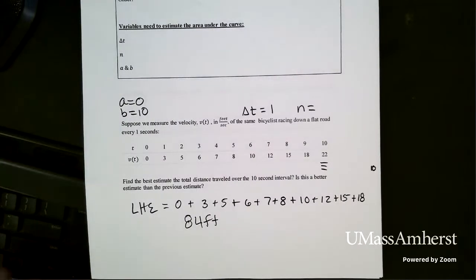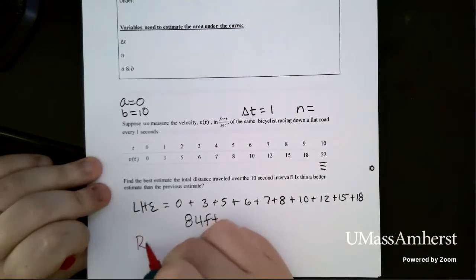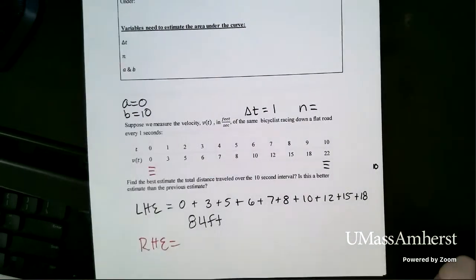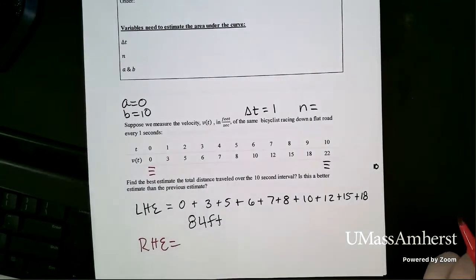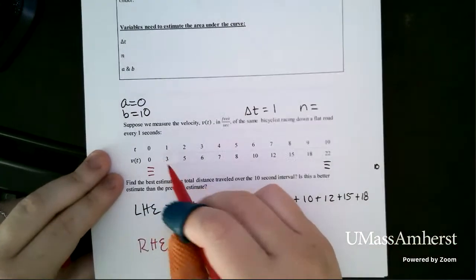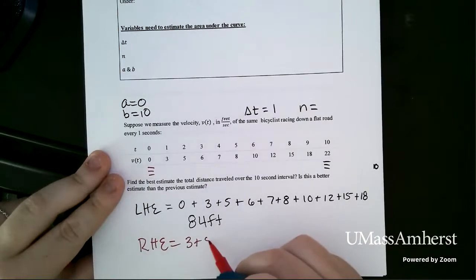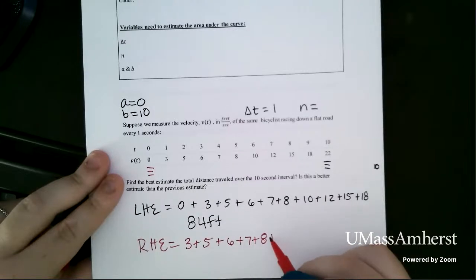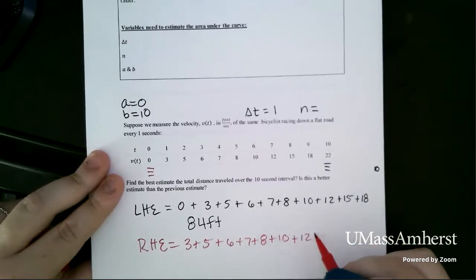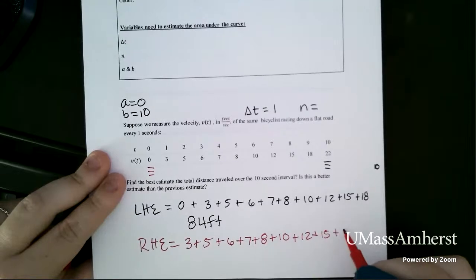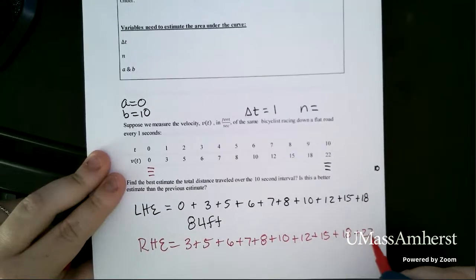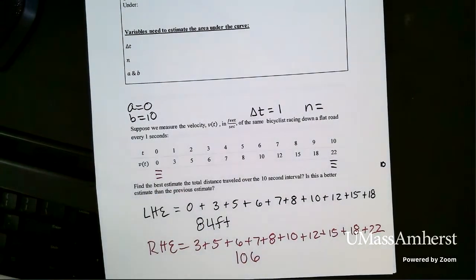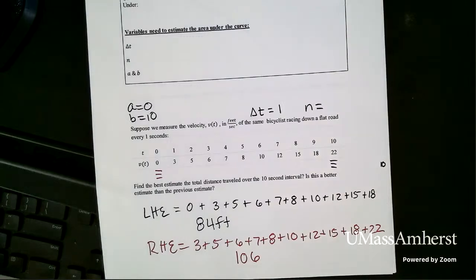Now, when we do our right-hand approximation, we are going to multiply everything by 1, but we are not going to use the leftmost rate of 0. So we have 1 times 3 plus 1 times 5 plus 1 times 6 plus 1 times 7, and so forth. And we go all the way out to 22. When we add those up, we get 106, which again is different than what we had before.